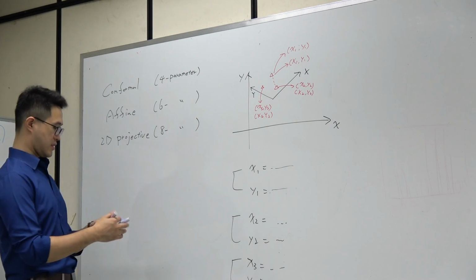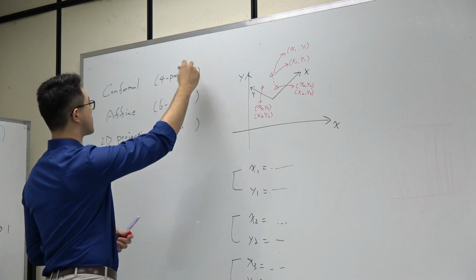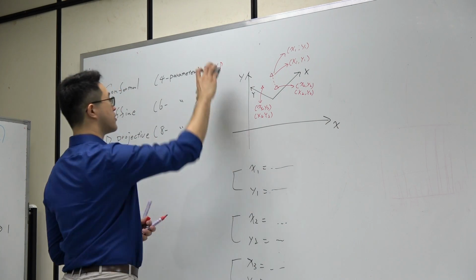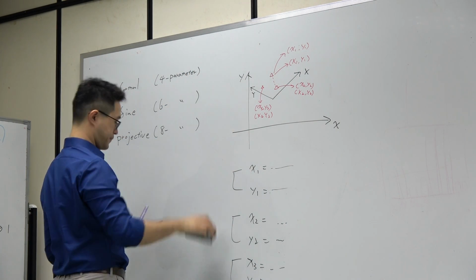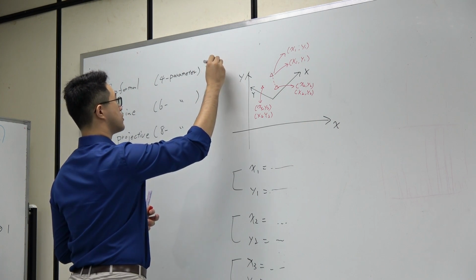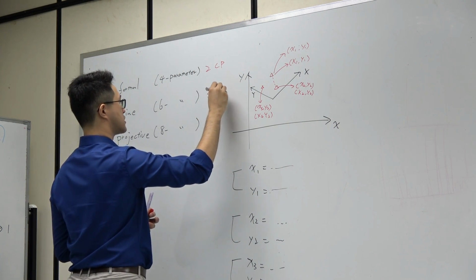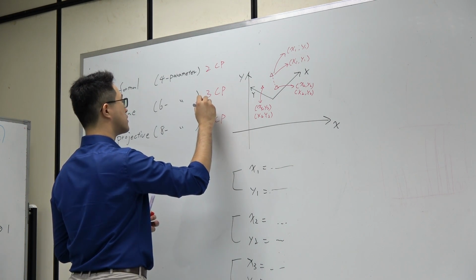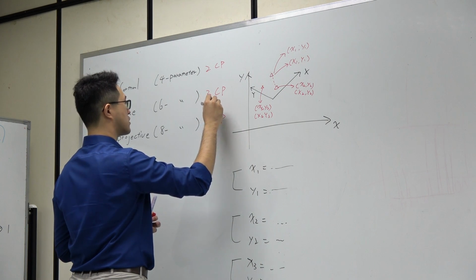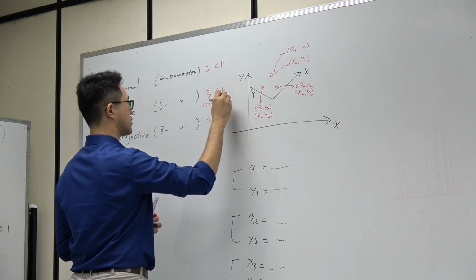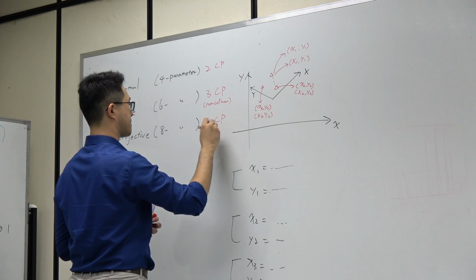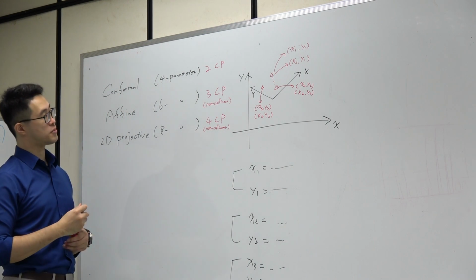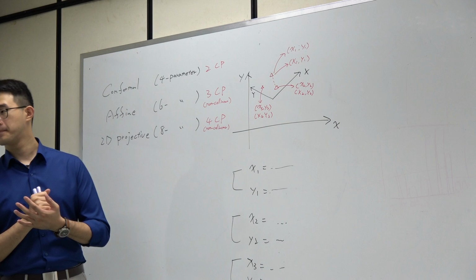Okay? So to summarize, 4 parameters means 2 control points; then 3 control points, 4 control points. And in terms of the 3 and 4, the control points should be non-collinear. They should not be collinear.